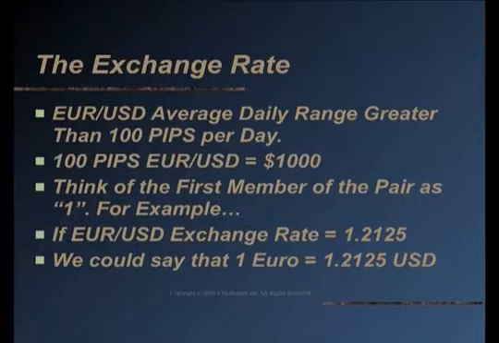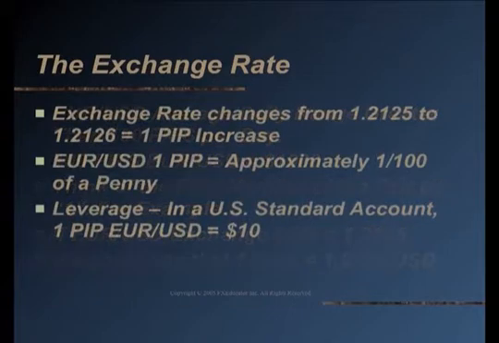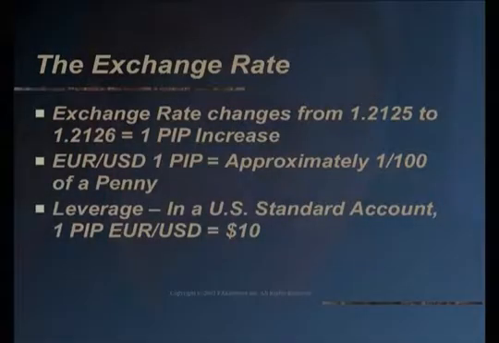Let's assume that the exchange rate changes. It increases from 1.2125 to 1.2126. That is a 1 pip increase. That is the smallest move that it can make. So, in the euro-US dollar currency pair, 1 pip is actually equal to approximately 1/100th of a penny, because remember, we carried it out 2 extra spaces. Okay, we carried it out to 4 decimal spaces. So 1 pip is actually, in real life, the equivalent of 1/100th of a penny, approximately.